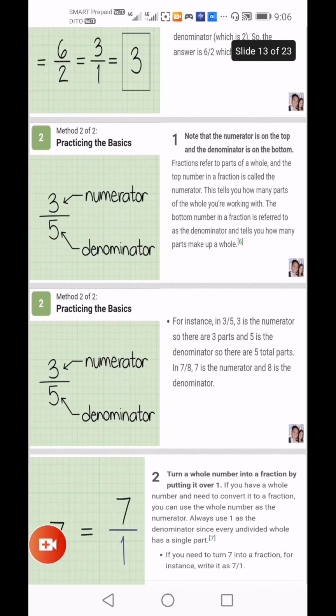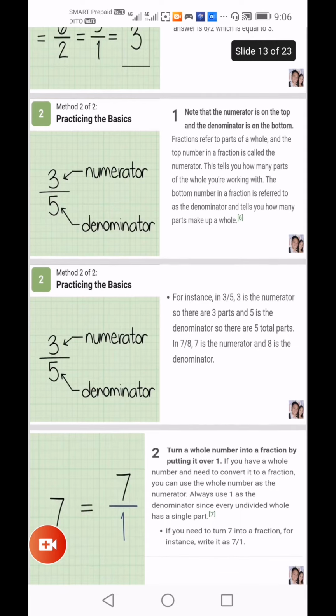Method 2 of 2, practicing the basics. Number 1, note that the numerator is on the top and the denominator is on the bottom. Fractions refer to parts of the whole. The top number in a fraction is called the numerator. This tells you how many parts of the whole you're working with. The bottom number in a fraction is referred to as the denominator and tells you how many parts make up a whole.